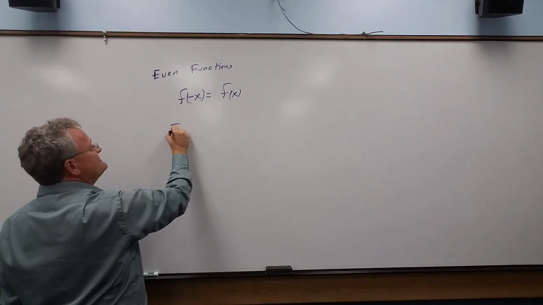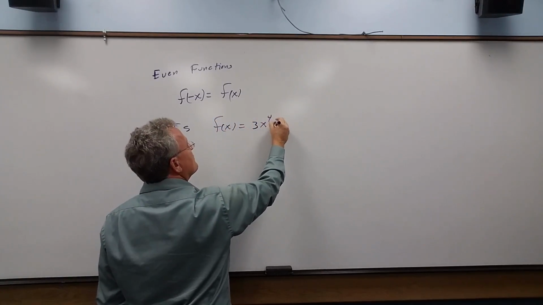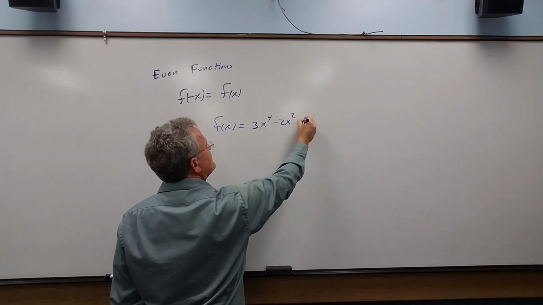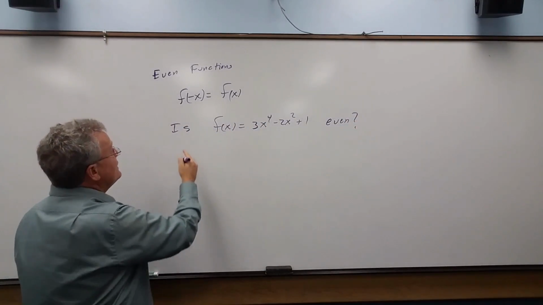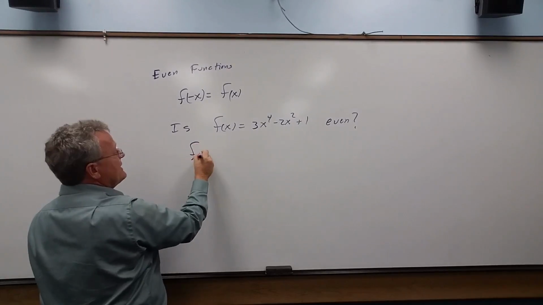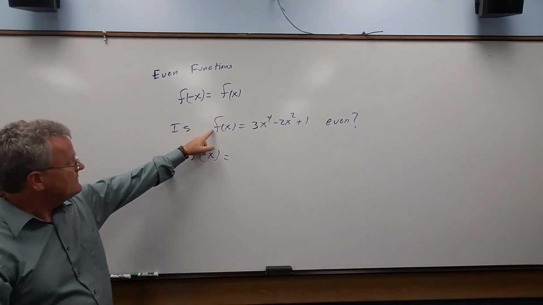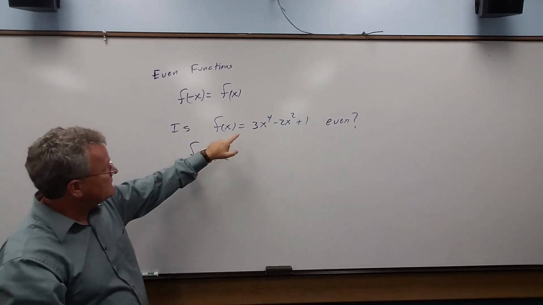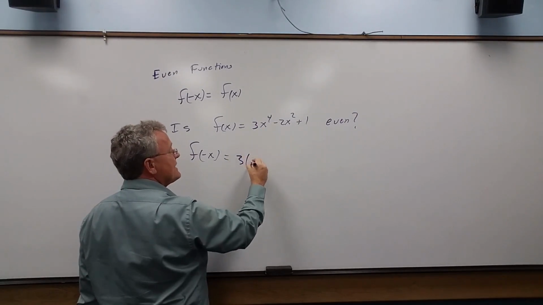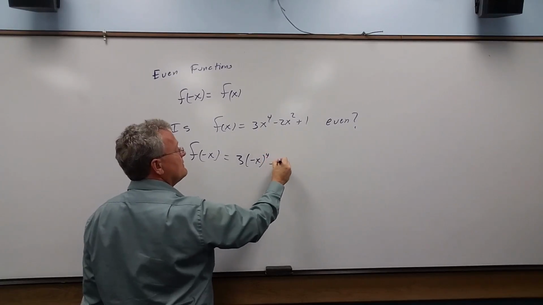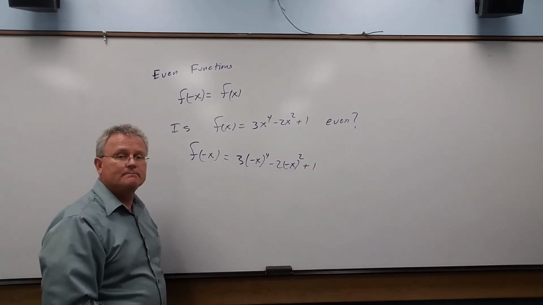Is f of x equals 3x to the 4 minus 2x squared plus 1, is this function even? Well, this is what we've got to do. We've got to calculate f of negative x. This notation means we go back to f, and wherever there's an x, I plug in negative x. Make sure we use parentheses when we substitute. So we get 3 times negative x to the 4th minus 2 times negative x squared plus 1.